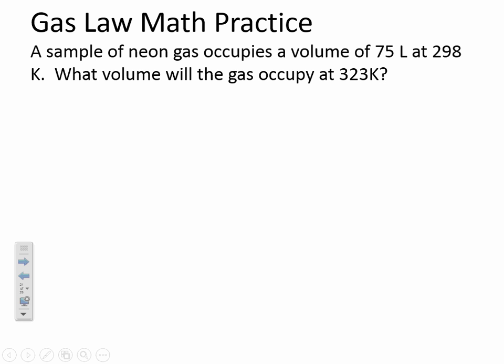A sample of neon gas occupies a volume of 75 liters at 298 degrees Kelvin. What volume will the gas occupy at 323 degrees Kelvin? A couple of things that are important to do and really help you out: highlight everything that you have. So we have 75 liters, 298 K. It's asking what the volume will be, so we are solving for volume, and it says occupies at 323 degrees Kelvin.